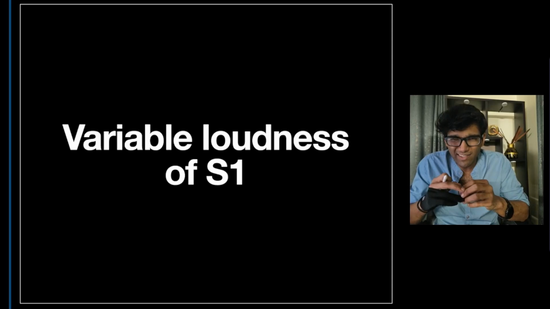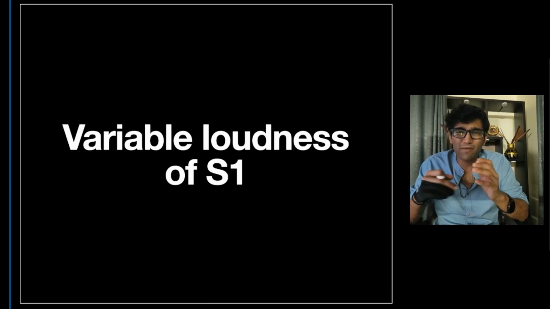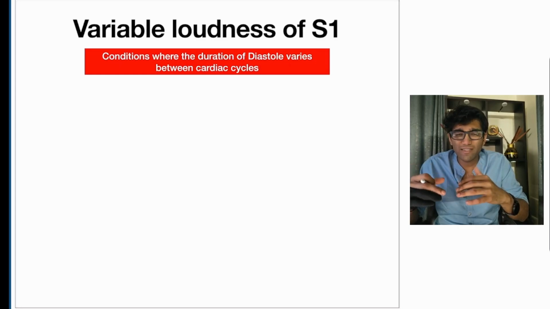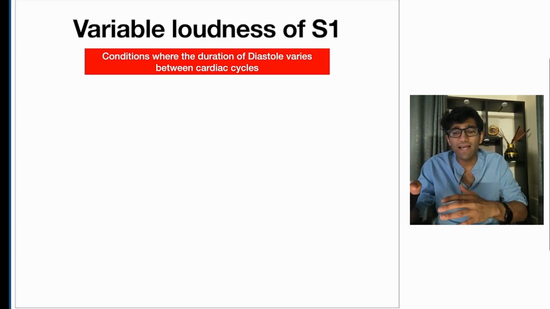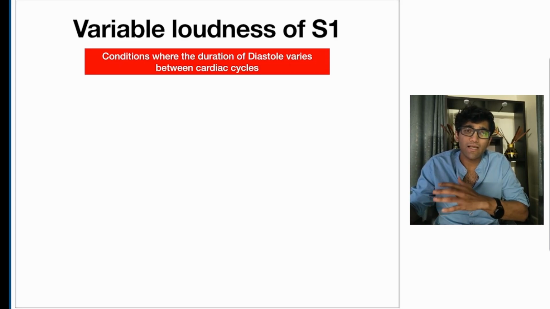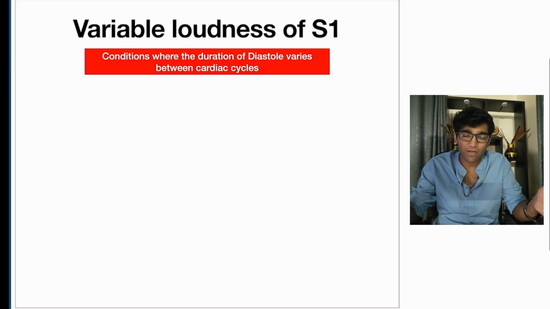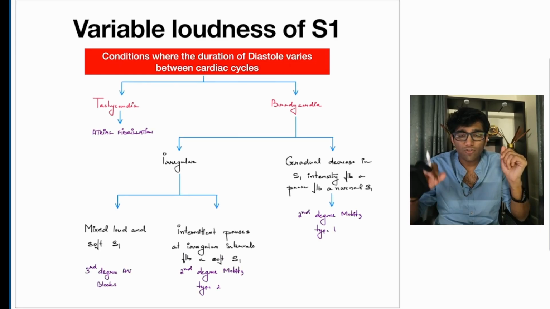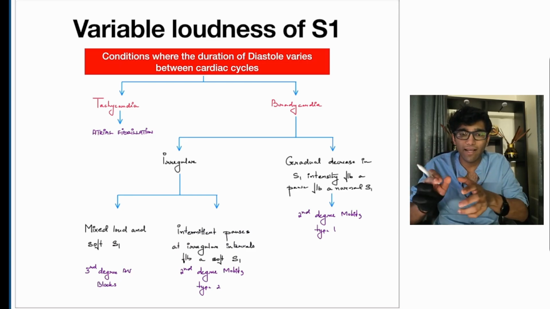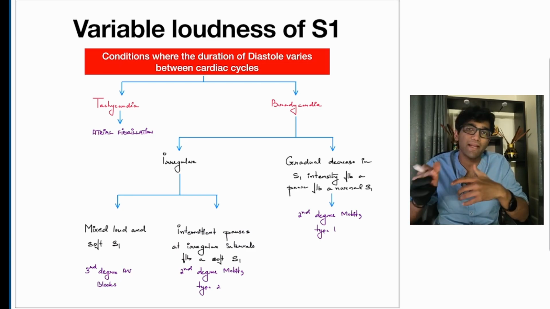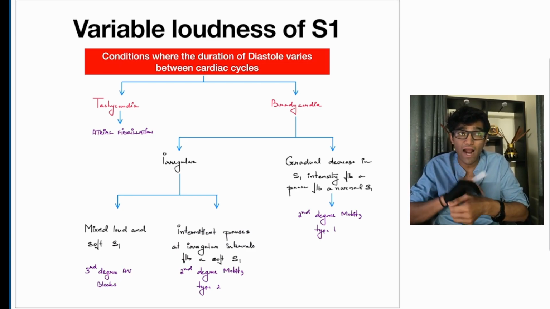So the first thing is, we'll start with the simplest, that is a variable loudness of S1. So like I told you, the loudness of S1 essentially varies based on diastolic duration. Okay, so if the duration of diastole varies between cardiac cycles, if the diastole is short, S1 will be loud. If the diastole is long, S1 will be soft. Okay, so if you have, say, tachycardia, but irregularly irregular tachycardia, you will end up having variable S1. Okay, but the patient will be having a heart rate that is high.